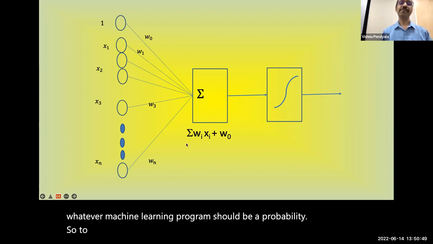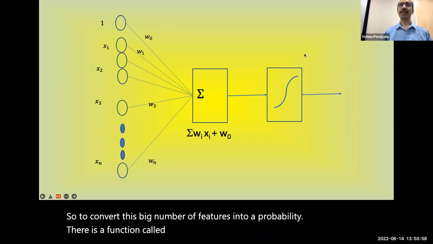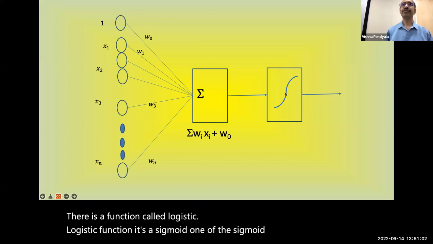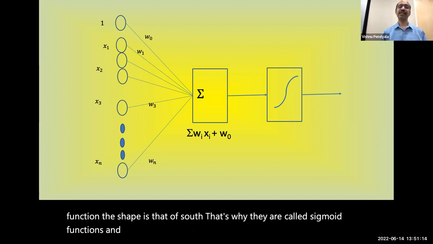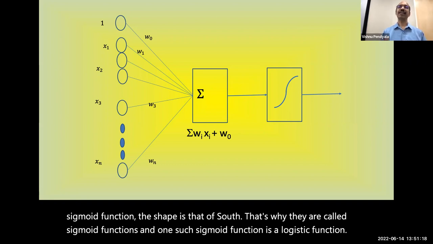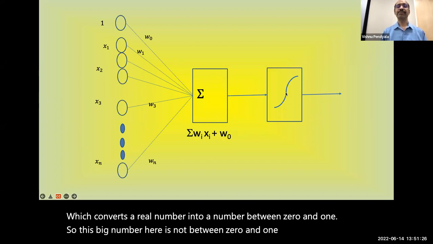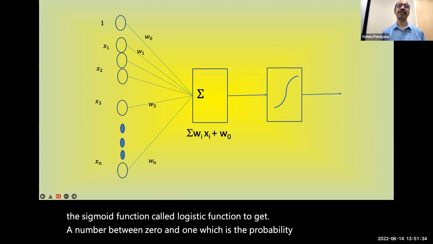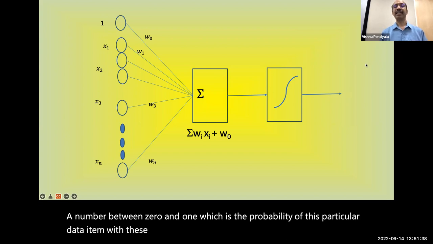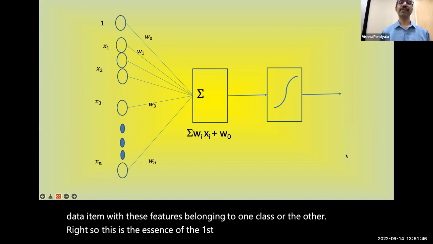So to convert this big number, the weighted sum of features, into a probability, there is a function called the logistic function. It's one of the sigmoid functions. Sigmoid functions have the shape of an S when you plot them. That's why they are called sigmoid functions. And one such sigmoid function is the logistic function, which converts a real number into a number between 0 and 1. So this big number here is not between 0 and 1. We pass it through the logistic function to get a number between 0 and 1, which is the probability of this particular data item with these features belonging to one class or the other. Right? So this is the essence of the first machine learning algorithm called logistic regression.